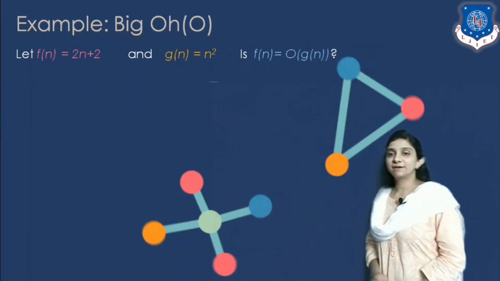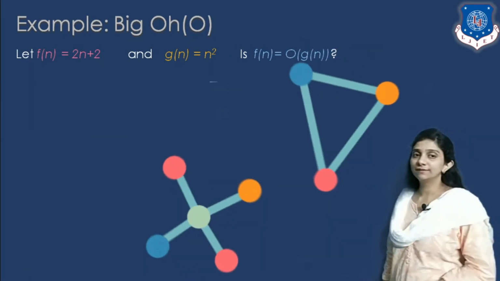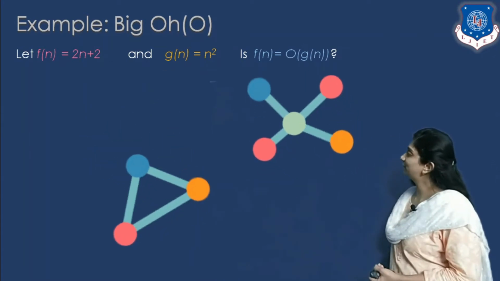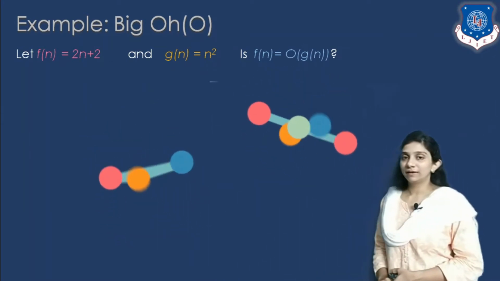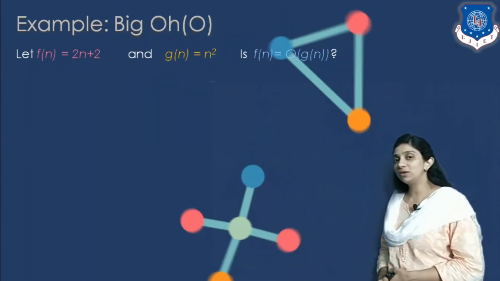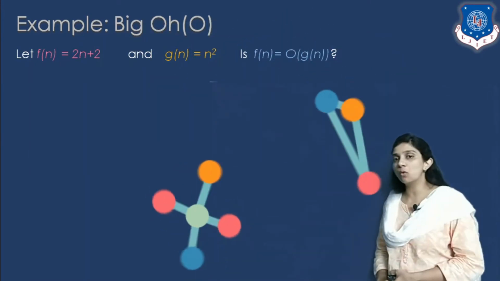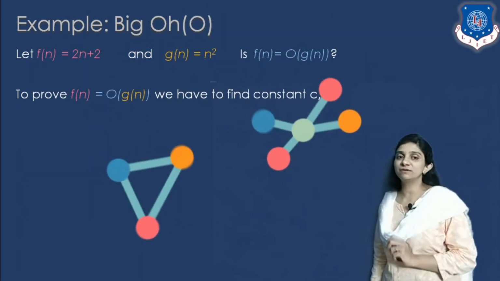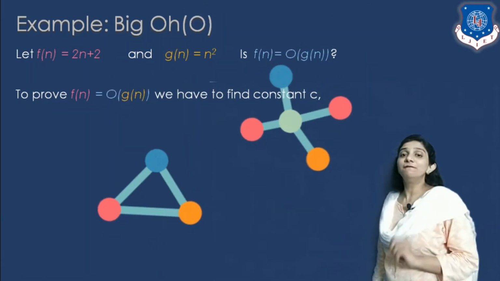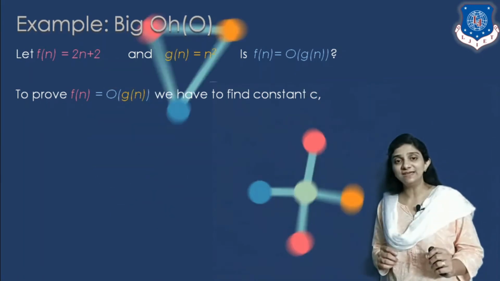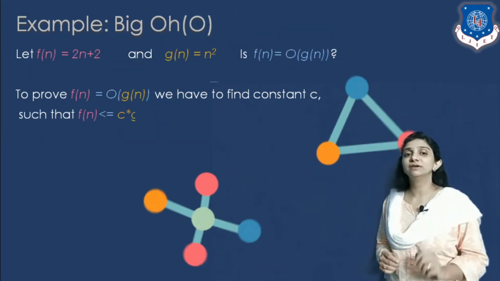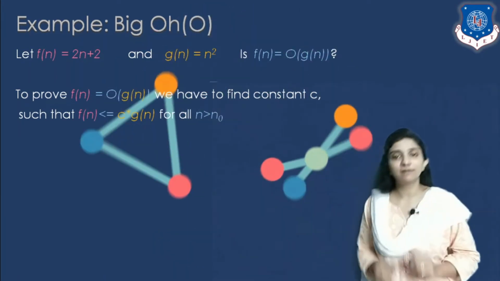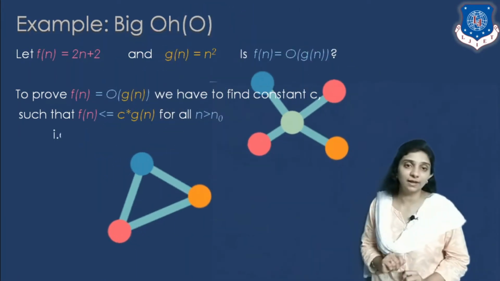Let us take an example and see how big O works. Here f of n is given as 2n plus 2, while g of n is given as n squared. Can I say f of n is in big O of g of n? To prove that f of n is big O of g of n, we have to find a constant c such that our condition f of n less than or equal to c g of n is satisfied for all values of n greater than n naught.